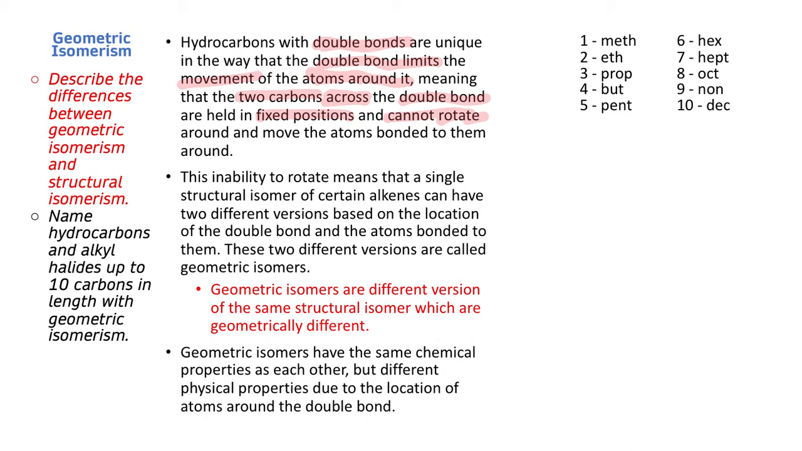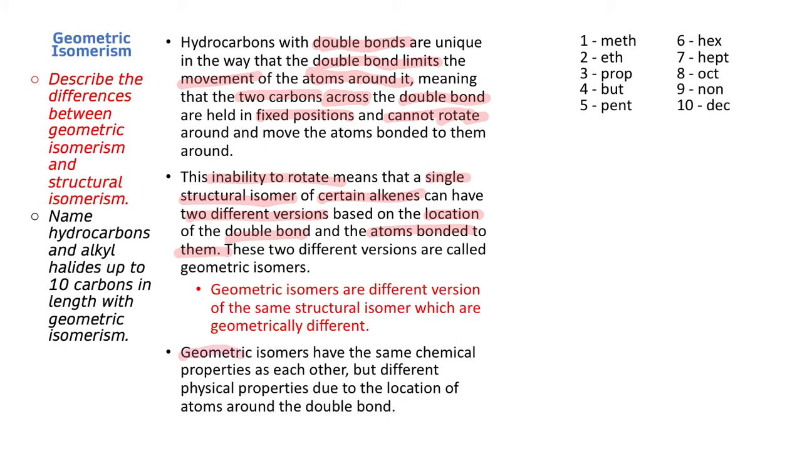All right, so this inability to rotate means that a single structural isomer of certain alkenes can have two different versions based on the location of the double bond and the atoms bonded to them. Structural isomers, remember, show the location of carbons and hydrogens and oxygens and where they are within the molecule. But you could have two of the same structural isomer, but two different shaped versions of them, because the double bond can't rotate. Let's walk through those ideas.